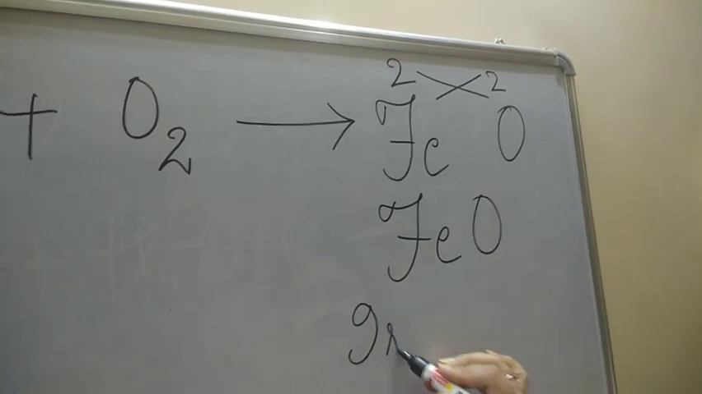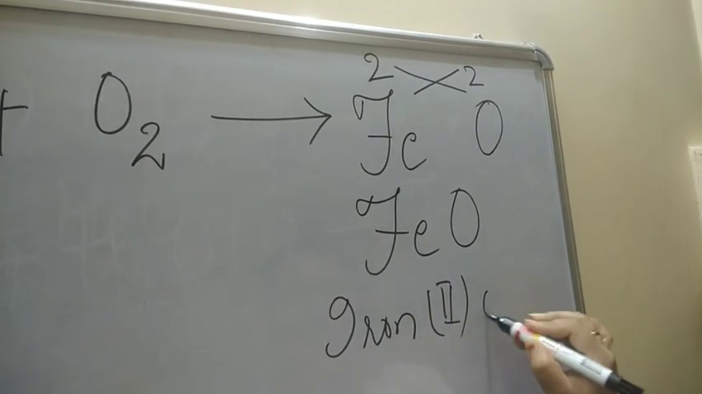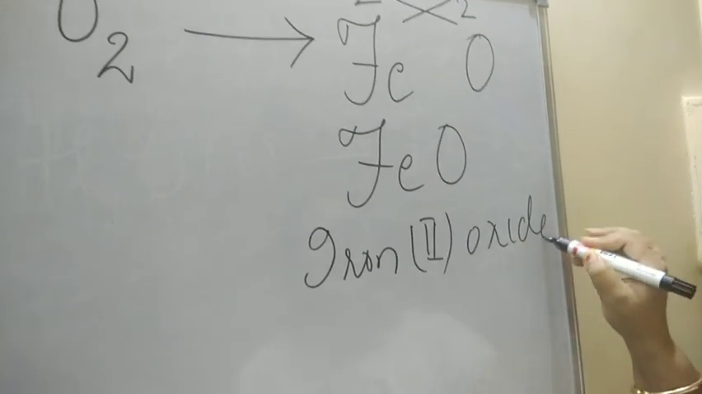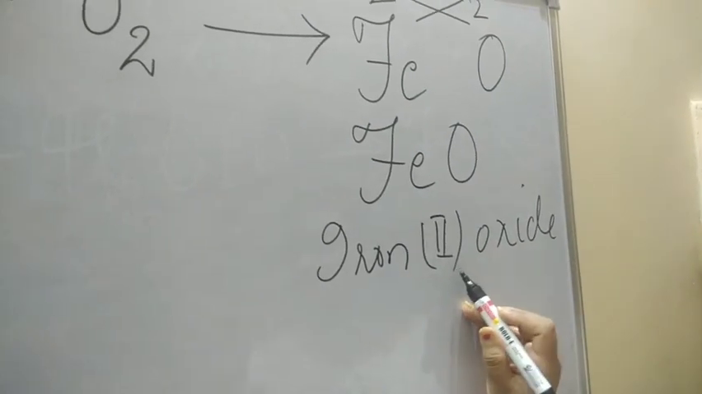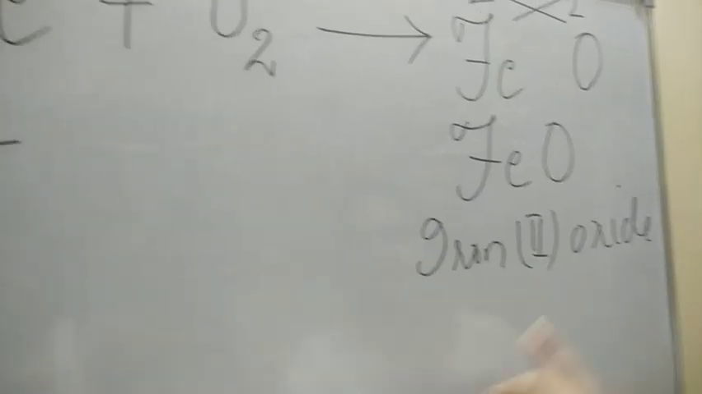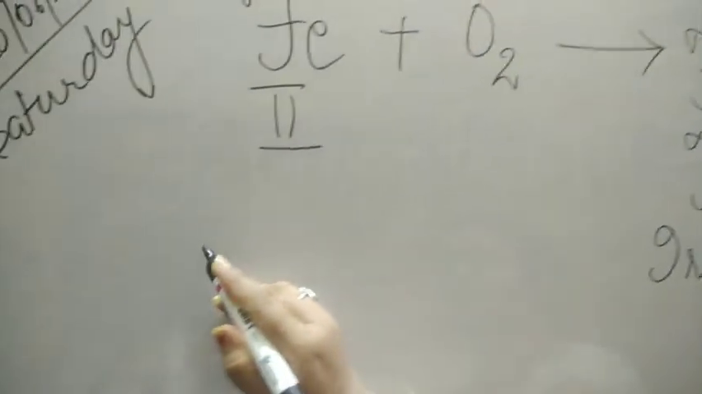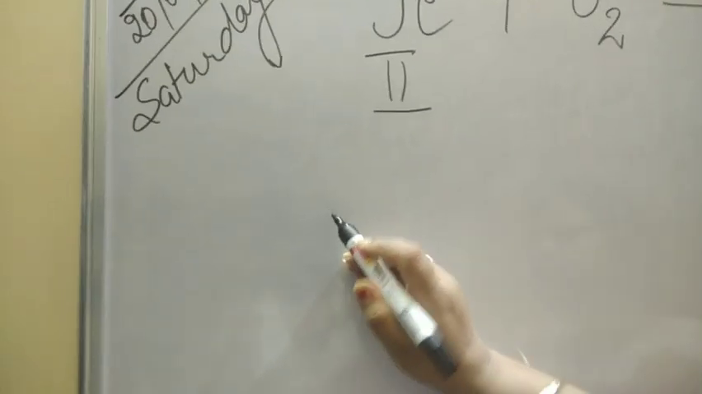If you want to write here, you will write iron 2. 2 means its valency was 2, and oxide. Why am I denoting 2 over here? Because iron has 2 valencies. One is 2, another one is 3. So I took 2 here. Then I told you that you will react those oxides with water.